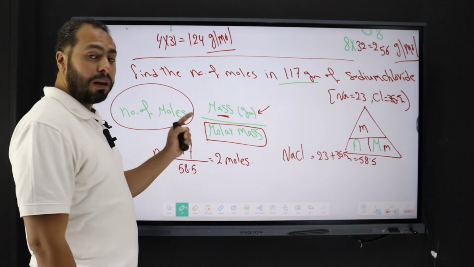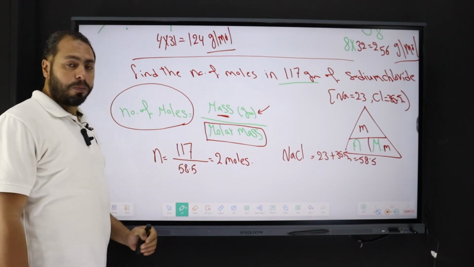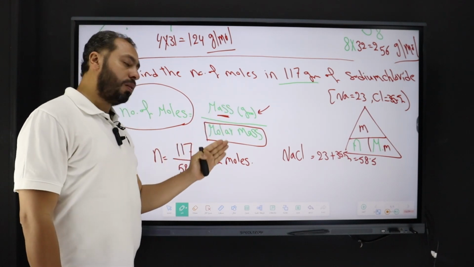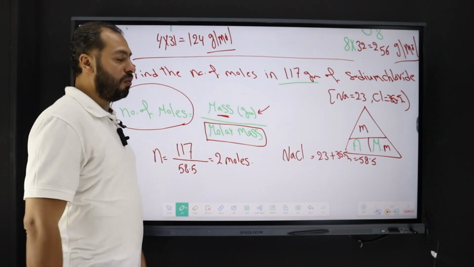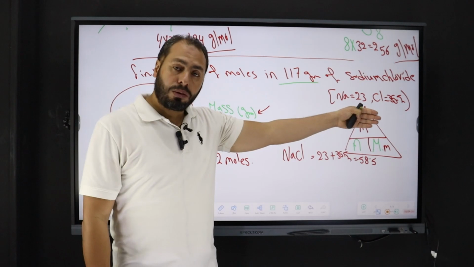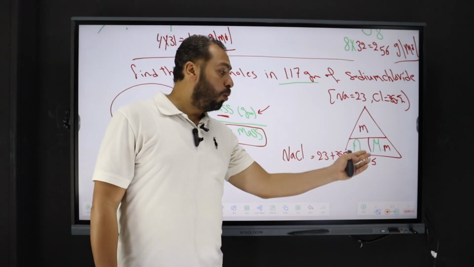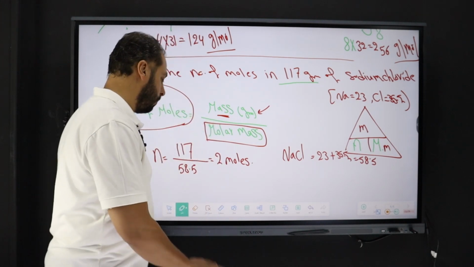This is the rule to calculate the number of moles of any substance. If we have the grams or mass divided by molar mass, we can get the number of moles. If we want to calculate the mass of the substance, we have to get the number of moles times molar mass.